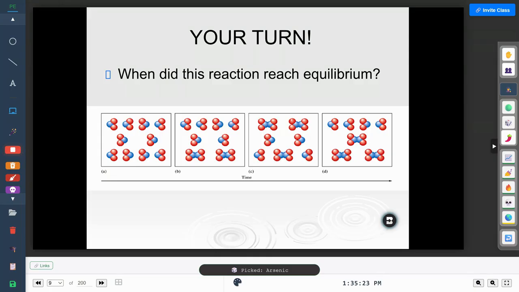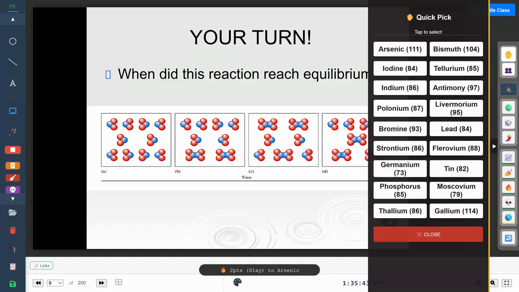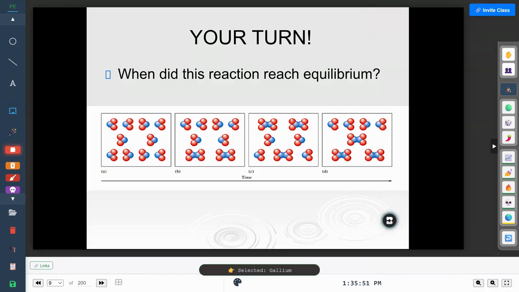Arsenic. Okay. Good guess. Let's see. You are gallium. Is that right? When four compounds have three bonds, and then the other three have five bonds. Or yeah, and that's not exactly equal, but.